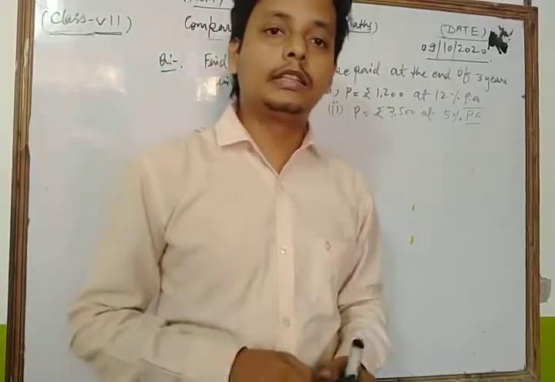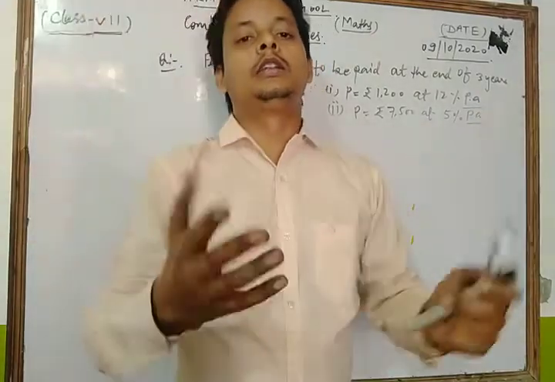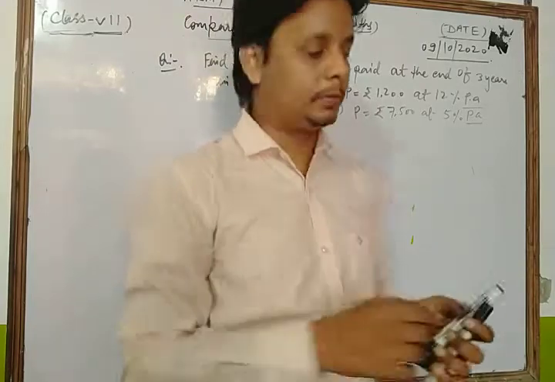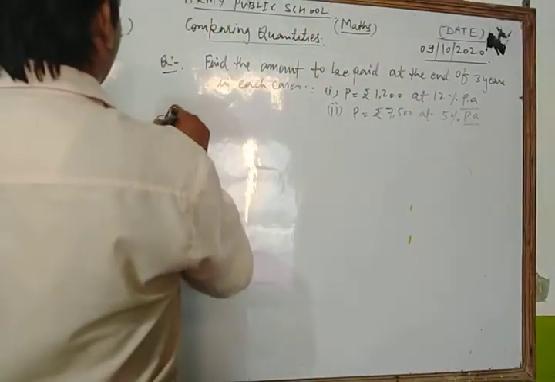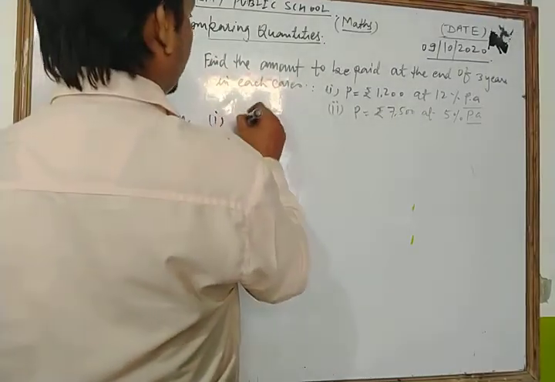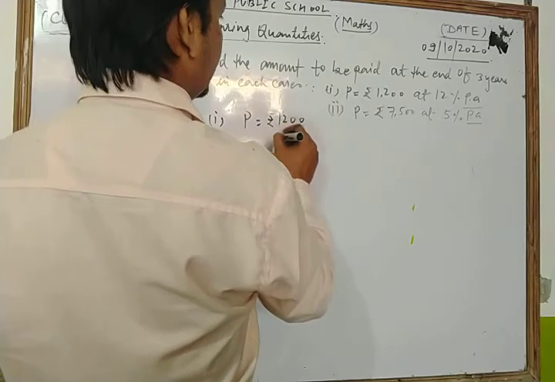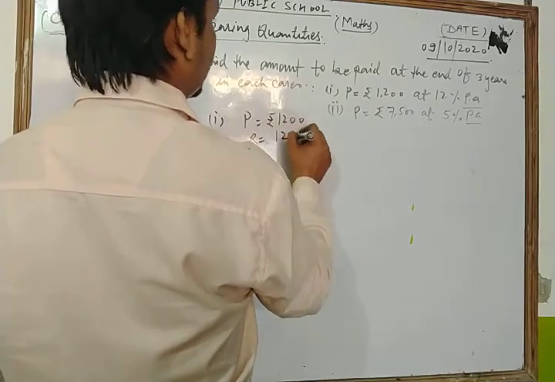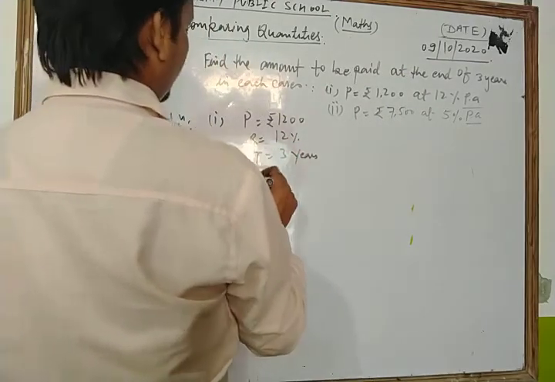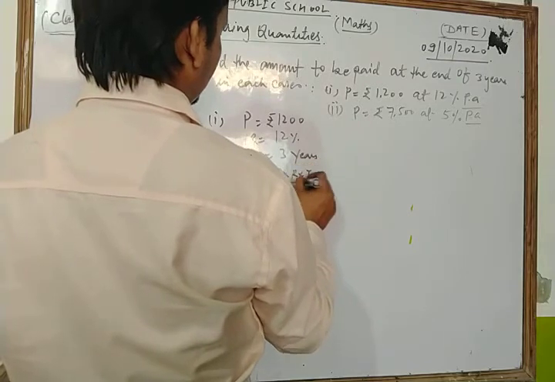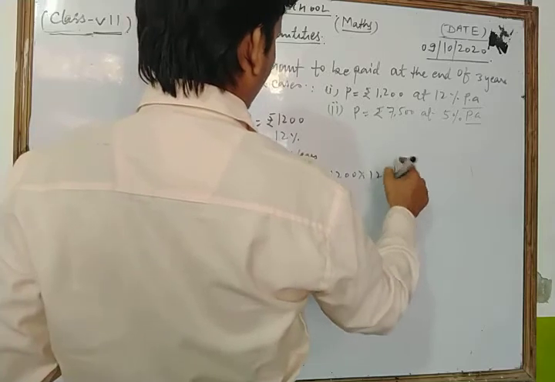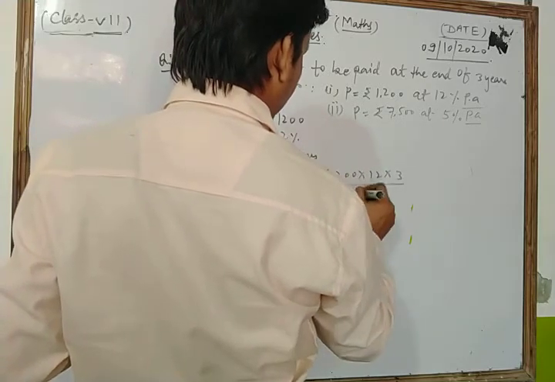Now we know that the amount is equal to principal plus simple interest. First of all, we find the simple interest. After that, we find the amount to be paid. Let's see its solution. Dear students, here we take the first part of this question. The principal is rupees 1200, the rate is 12%, and the time is 3 years. So simple interest, you know, is PRT upon 100. So P is 1200 into 12 into T, which is 3, upon 100.